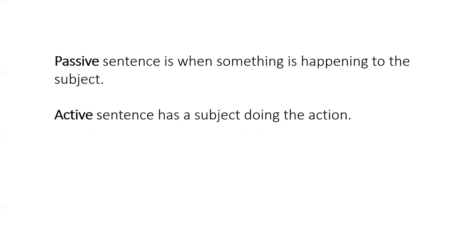An active sentence has a subject that is doing the action. So if I said "I helped him," the sentence is active because it is I, the subject, that is doing the helping. For every active sentence, there is a passive sentence that means the same thing. "The girl helped the dog" is active, and "the dog was helped by the girl" is its passive form.